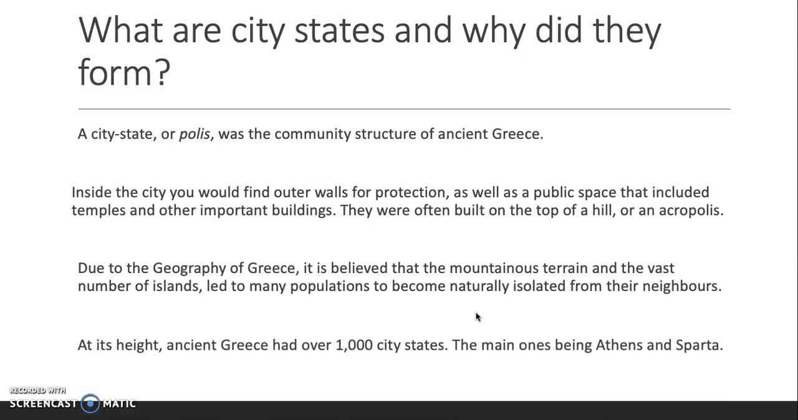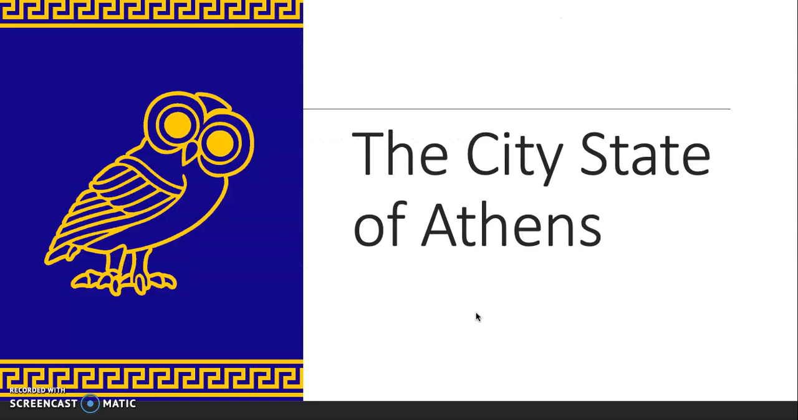At its height, ancient Greece had over 1,000 city-states, the main ones being Athens and Sparta, which we're going to look at today. Again, I want you to pause this video and think about what you already know about the city-state of Athens. And let's have a look at this owl again. Why do you think this is such an important symbol for the Athenians? Pause the video, have a good think about that, and then come back to us for the next slide.